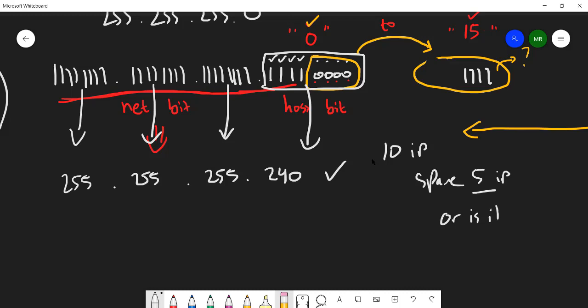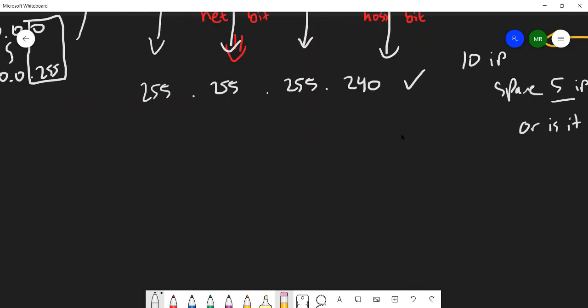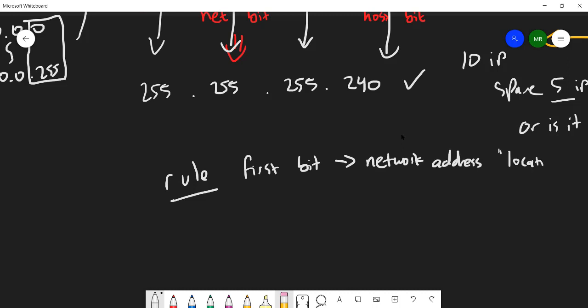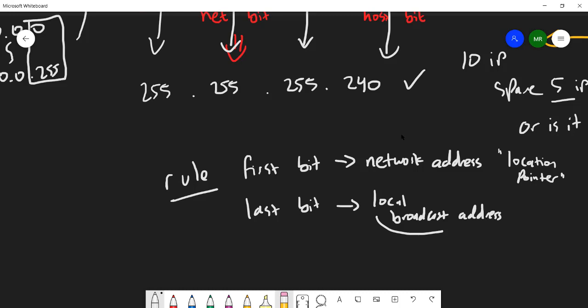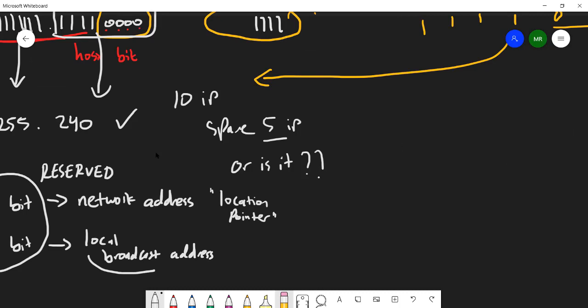Or is it? Rule number 1. The first address is the network address. It's like your street number or gang number instead of your house number. And rule number 2, the last address is the local broadcast address. It is used when your device wants to send a packet to all of its neighbors that reside at the same gang number or street number. And both of these numbers are reserved, which means they cannot be allocated to your device's IP configuration.